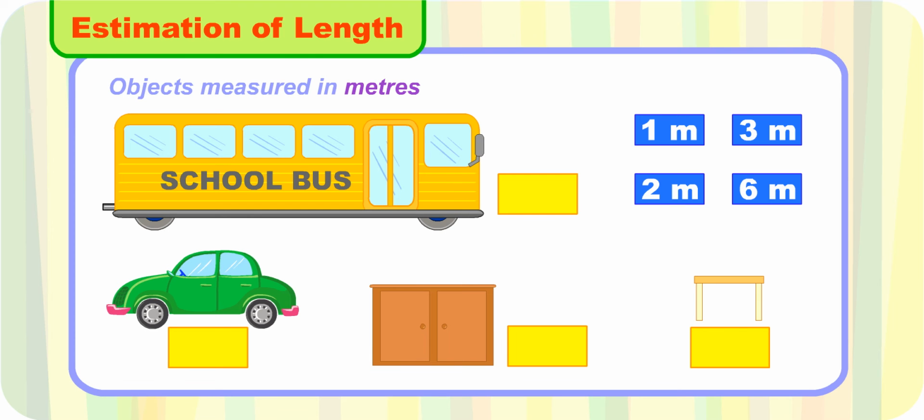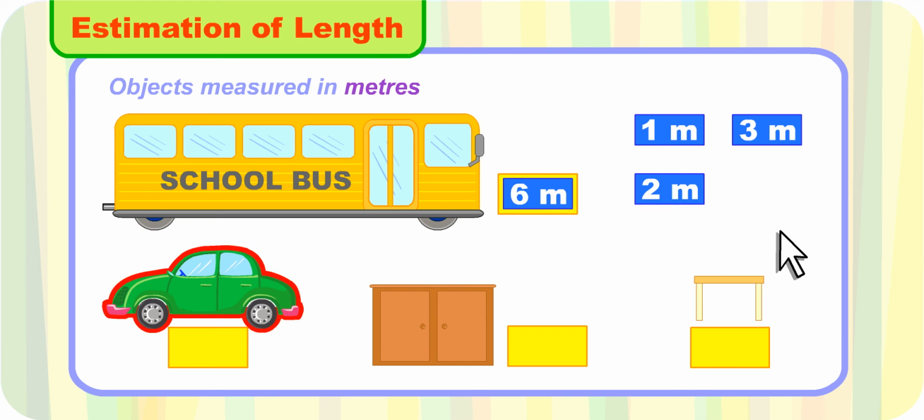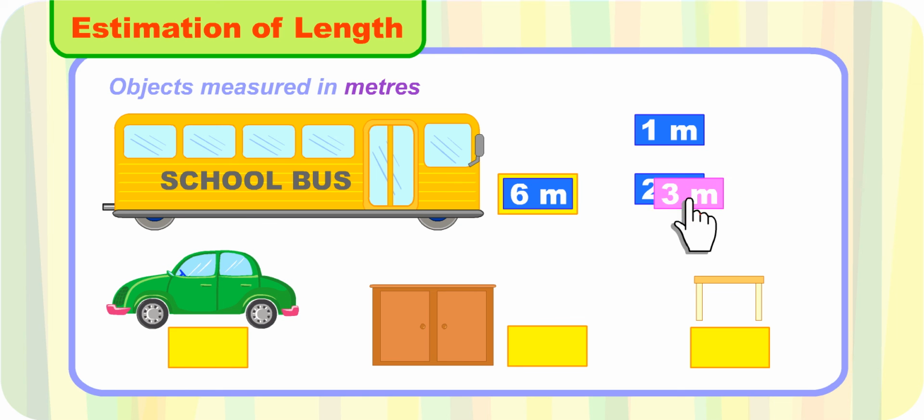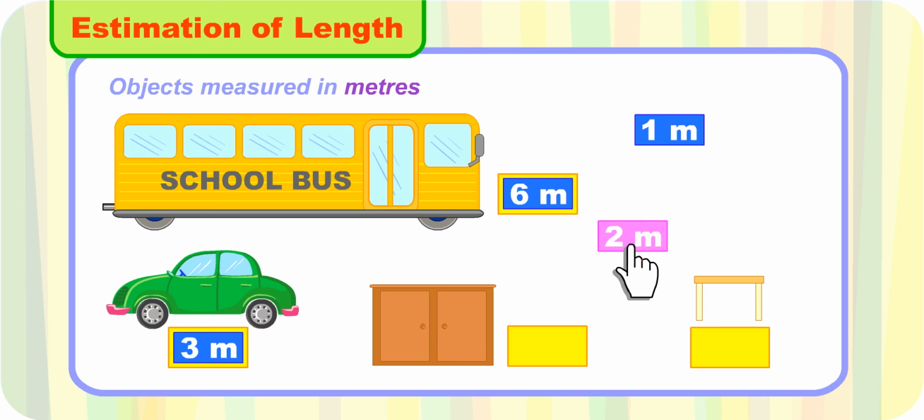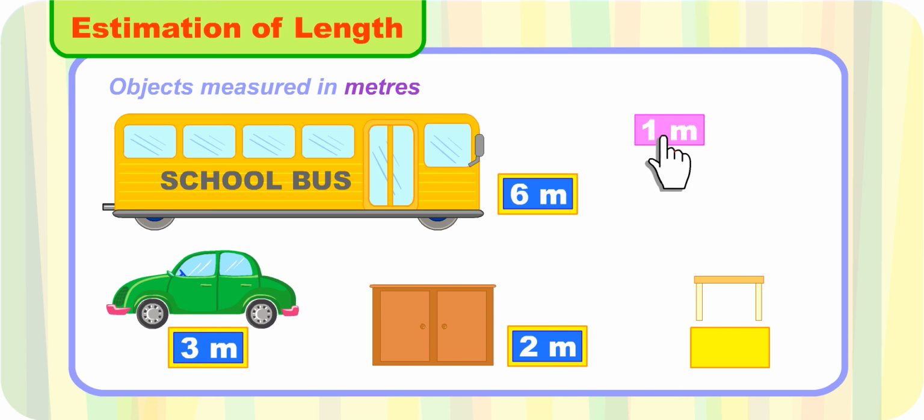Of all the big objects, the school bus is the longest. Therefore, it must have the longest length in meters. So, I estimate the school bus's length to be 6 meters. The next longest is the car, and its length should be 3 meters. The cupboard is definitely longer than the table, so the cupboard's length should be 2 meters. And the table should be 1 meter long.